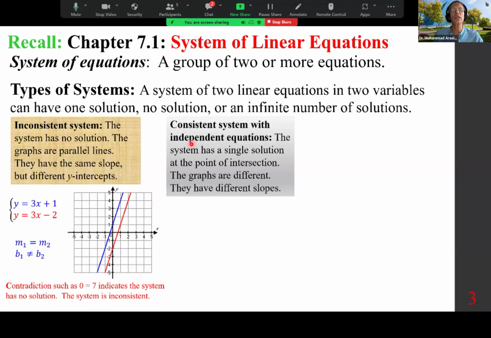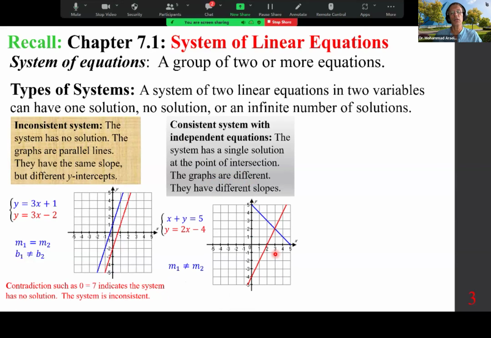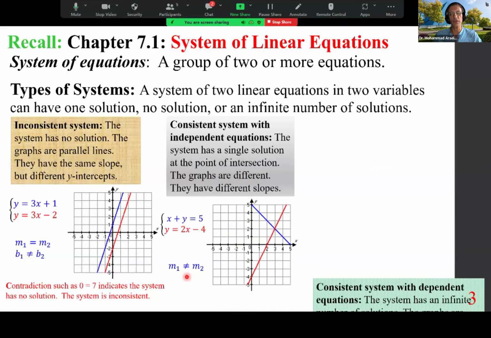Consistent system with independent equations. The system has a single solution at the point of intersection. The graphs are different. They have different slopes. So for example, if you look at this case, you have 2 equations. You graph the lines, they intersect. The point of intersection is the answer. And all you have to know is that their slopes are different.